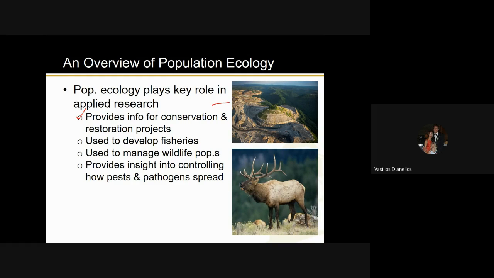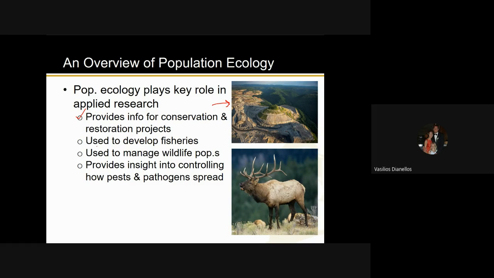So, this is mountaintop removal. Generally speaking, when a coal company removes a mountaintop, they can't just leave it like that, right? They have to restore it. And to properly restore it and put the right amount of species and the right species themselves, you have to understand population ecology. It's also used to develop fisheries.